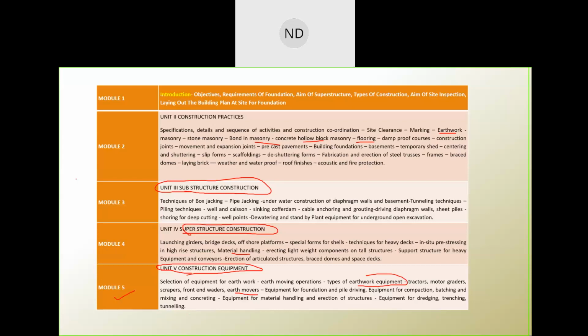And you can follow the book of this building construction practices of Sushil Kumar also. You can check this book also of building construction practices. So this is your syllabus. I'll share also the syllabus with you in the WhatsApp group. We already have the WhatsApp group of this subject, so I'll be sharing the complete syllabus, the formal one, in the group.